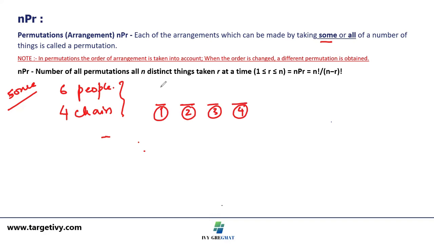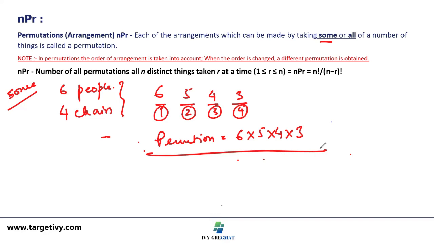For filling chair 1, you've got 6 options. For filling chair 2, you've got 5 options. For filling chair 3, you've got 4 options. For filling chair 4, you've got 3 options. So that makes permutation equal to 6 multiplied by 5, 4 multiplied by 3. If I put it in the form of a formula, it becomes nPr, which is factorial n over factorial n minus r.